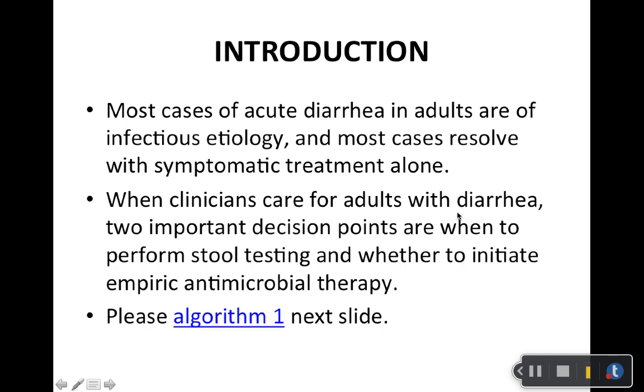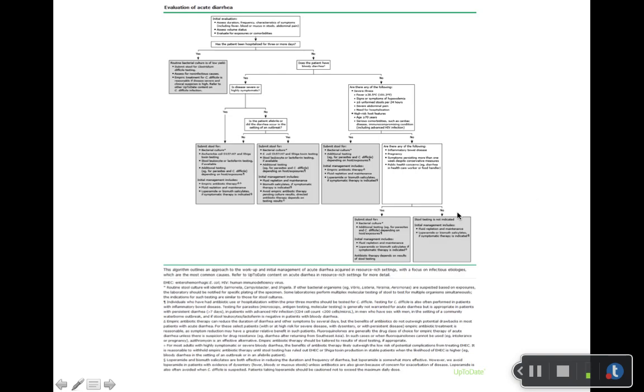Just go ahead and read through this introduction here. And then I like this algorithm too. It's the evaluation of acute diarrhea. Again, for testing purposes, this is an FYI slide. This may help with ICM and you're studying for that. But for me, you can read through it, but don't stress about memorizing it or me pulling specific test questions from here.